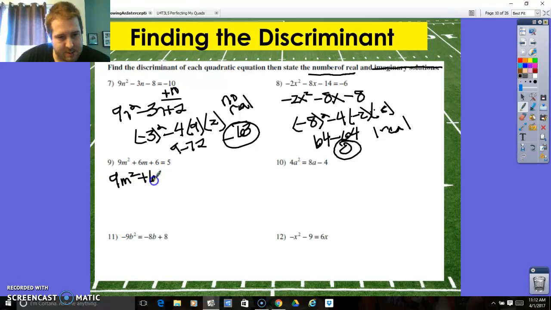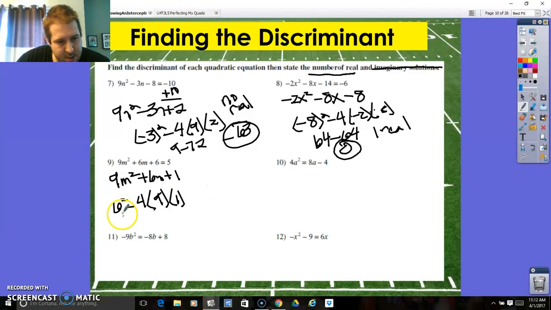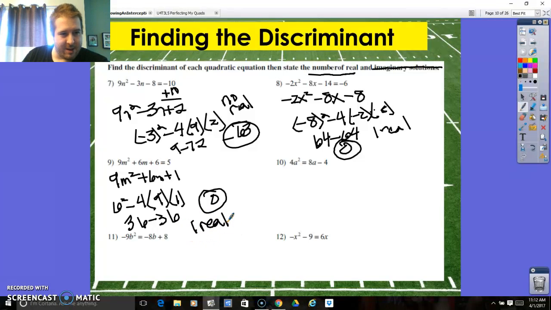9m squared plus 6m. Subtract 5 from both sides makes this 1. So we can do 6 squared minus 4 times a times c, which is 1. 6 squared is 36. Negative 4 times 9 is negative 36 times 1 again is still negative 36. And look, again, we got a discriminant of 0. So once again, we got one real answer.